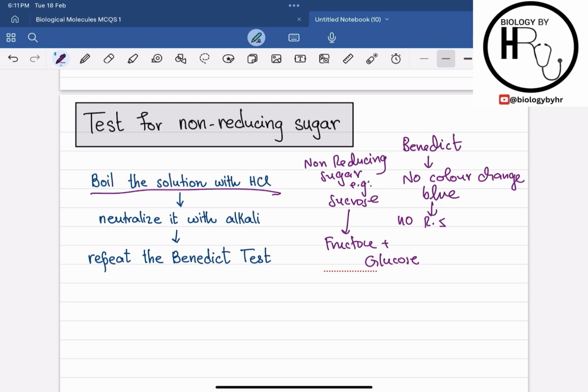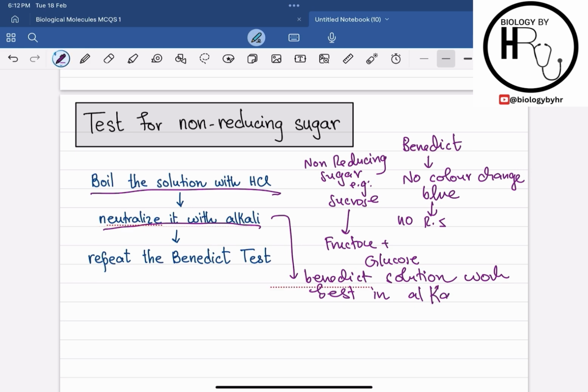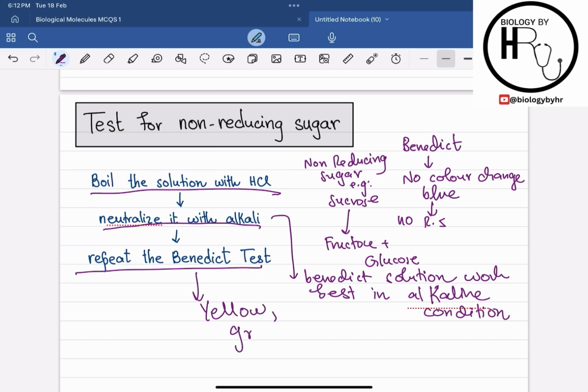And then we are going to neutralize it with alkali. Why are we going to neutralize it with alkali? Because the Benedict's solution works best in alkaline conditions, right? So we are going to neutralize it with alkali, and then we are going to repeat the Benedict's test. And if now the test shows any color change, for example yellow, green, orange, it means that the non-reducing sugars were present in the solution.